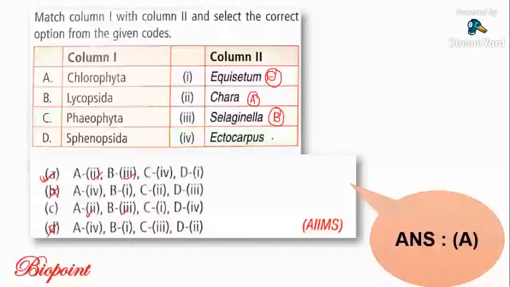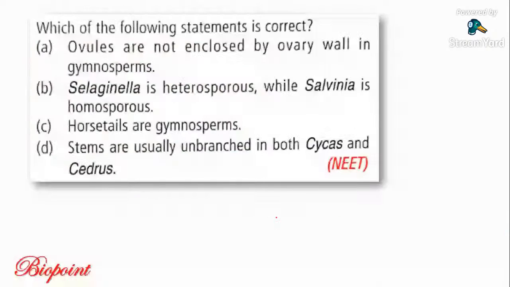Okay. Next question. Question number 8 on your screens. Easy question, 2019 NEET MCQ question. Which of the following statements is correct? Ovules are not enclosed by ovary wall in gymnosperms. Selaginella is heterosporous, while Salvinia is homosporous. Horsetails are gymnospermous. Stems are usually unbranched in both Cycas and Cedrus. Easy question. So revealing the correct answer for the question.